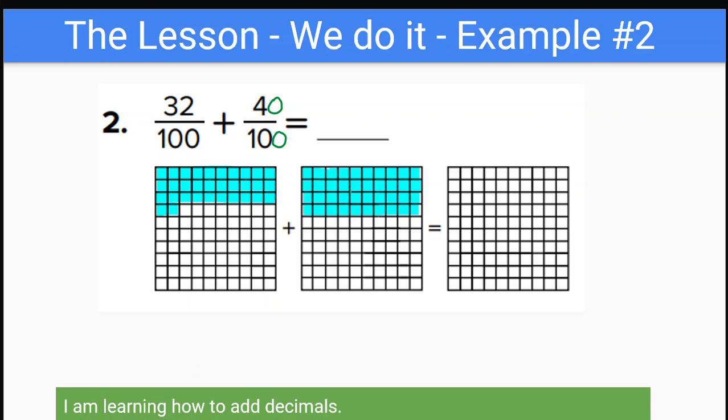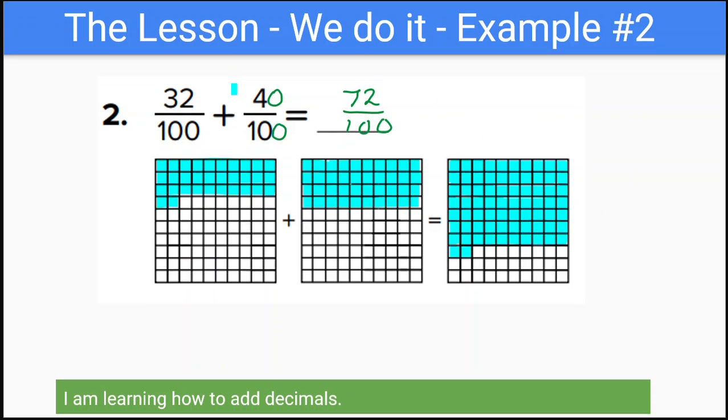If we wanted to do this in an equation, we would just add the numerators together. 32/100 plus 40/100. 32 plus 40 is 72. And then the denominators always stay the same, hundredths, hundredths, and hundredths. Okay? Okay, and we'd model it like this. If we were to take this amount over here and combine it with this amount over here, we'd end up with something like this right here, 72 hundredths. Okay, so let's take a look at the next one right here.